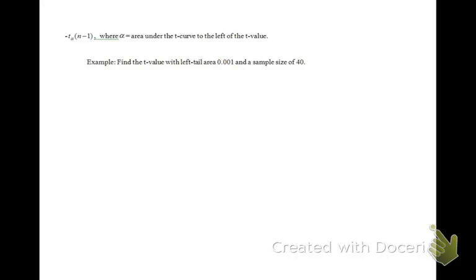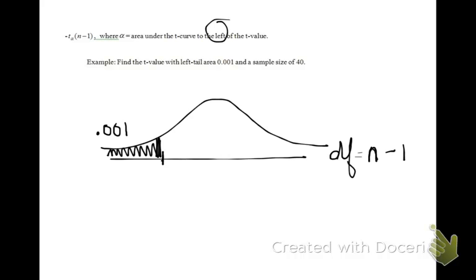Now what if I wanted you to find the tail area to the left of a t-value? So in this example, I want us to find the t-value with left tail area 0.001, and we know the sample size is 40. Your degree of freedom is the sample size minus 1. So in this case, we have 39 degrees of freedom. Now we know that the table is going to give us a right tail area, but the idea here is that we should use the property of symmetry.